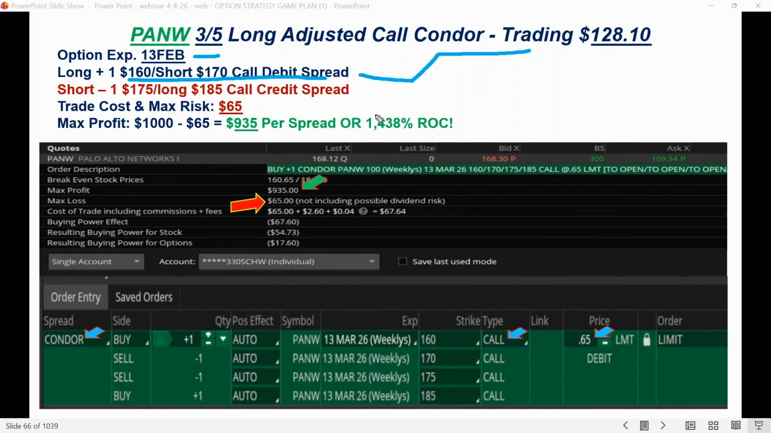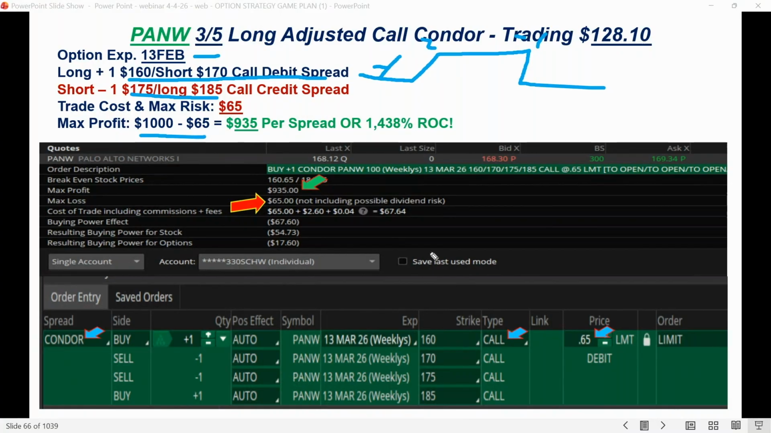Okay, we originally had the 157.5 call long. We adjusted up, locked in big profit on the 157.5. We took profit and sold the 170 there. So we had that call debit spread there. And then when it was up here, we sold against that the 175, 185 call credit spread, completing this adjustment to a call Condor that was $10 wide on both sides. So $10 wide, $1,000 wide spread.